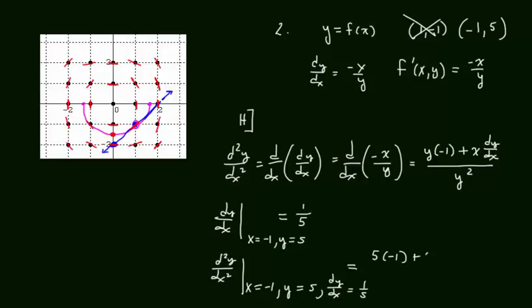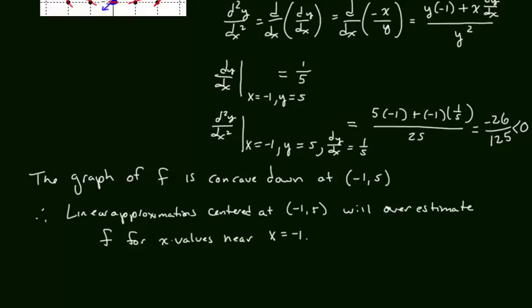So that's going to equal 5 times -1 plus -1 times 1/5, all over 25, which simplifies to -26 over 125. That number is important because it is less than 0. So the graph of f is concave down at the point -1, 5, and therefore linear approximation centered at -1, 5 will overestimate f for x values near x equals -1.